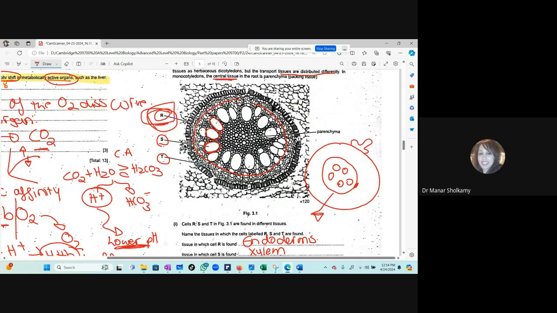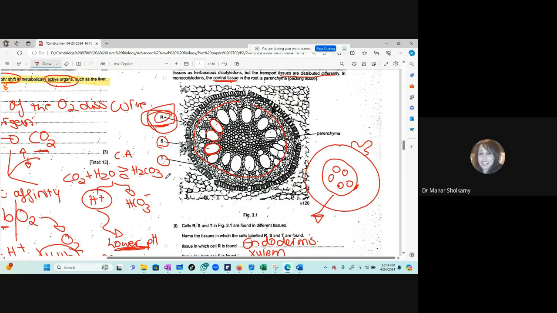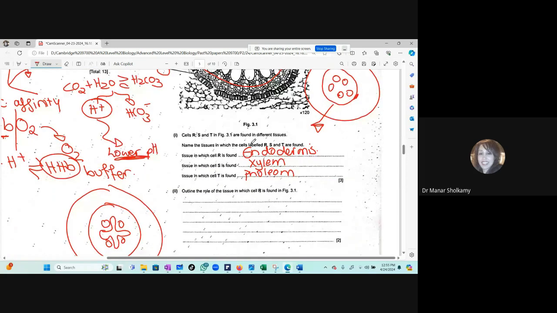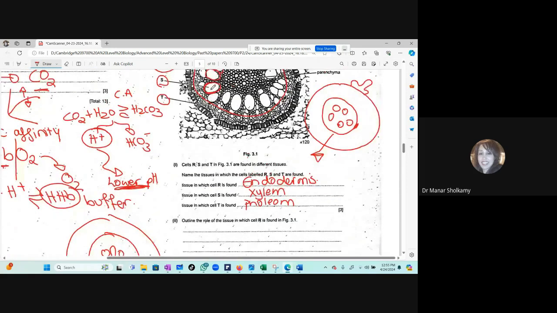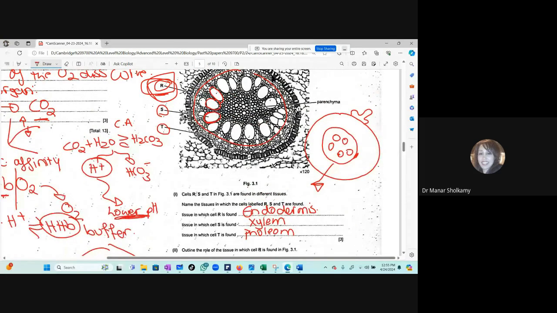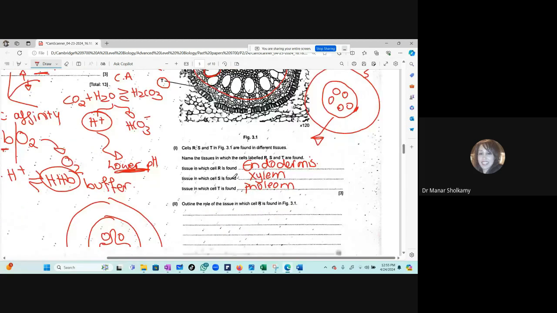You do have pictures of monocots in your notes, but this is something that you would not notice, except if they had told you. They already told you, so you don't have an excuse. So T is phloem, S is xylem, and the layer that surrounds the central vascular tissue is always the endodermis. Outline the role of the tissue in which cell R is found. So what is the function of the endodermis?